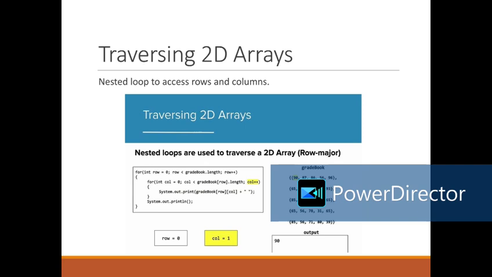This pattern is essential for any operation that requires processing all elements in a 2D array, such as printing the entire matrix, performing calculations on each element, or searching for a specific value across the entire grid. The output illustration clearly shows how a nested loop would print the elements of a gradebook matrix, iterating row by row and then column by column within each row.